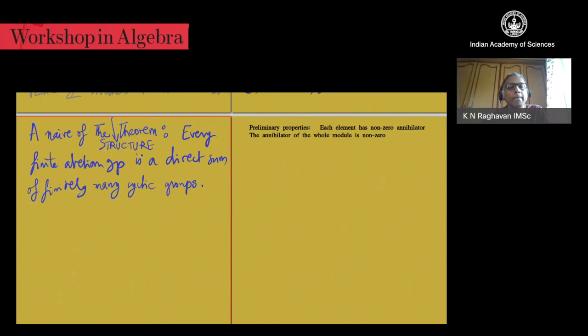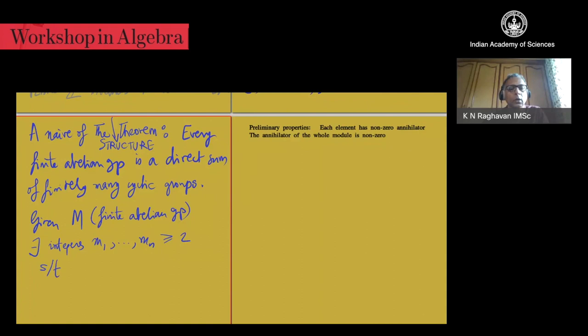So what is important further, the non-naive version, the finer version of the theorem, is, for example, to explain that, let me write out in notation what this means. Given M, this finite abelian group, there exist integers M1, ..., Mn, bigger than or equal to 2, such that, the reason why I'm taking them bigger than or equal to 2 is that if one of them is equal to 1, then Z mod 1Z is 0. So that's why I'm not considering that.